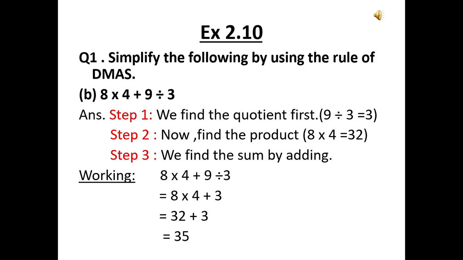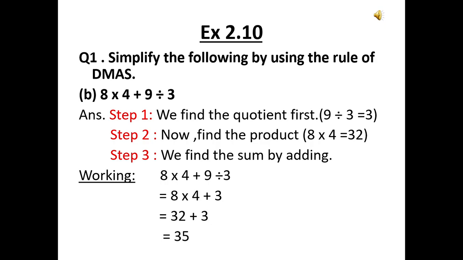Exercise 2.110, question 1. Simplify the following by using the rule of DMAS. The first expression which I am solving is 8 into 4 plus 9 divided by 3. So what are we going to do? In step 1, according to the DMAS rule, we find which operation we have to perform. We find the quotient first, that is 9 divided by 3, which is equal to 3.